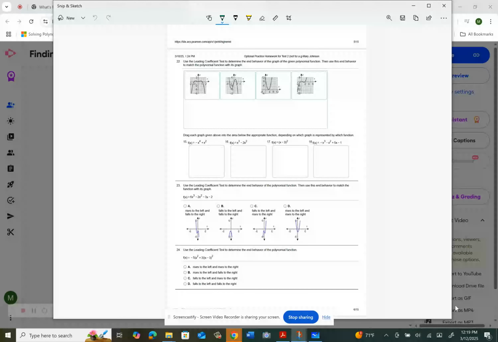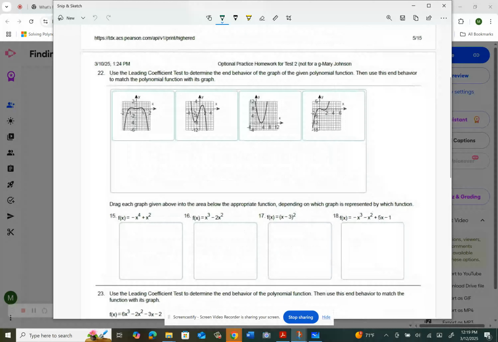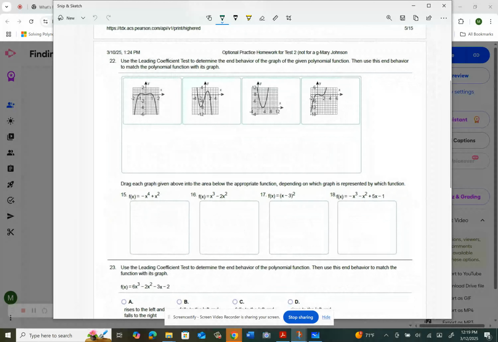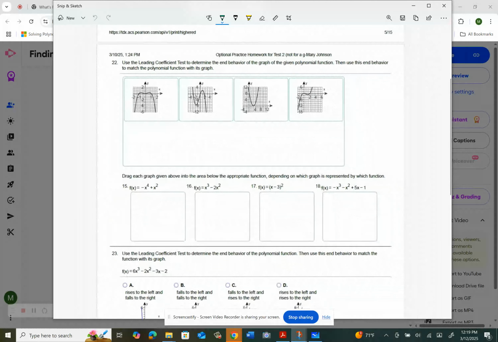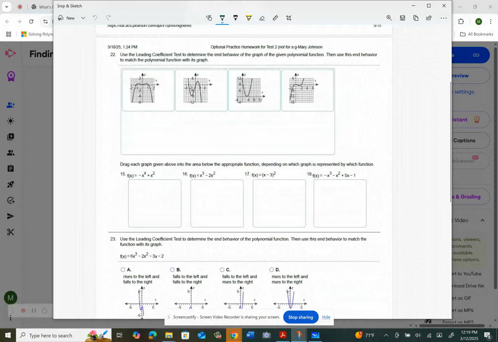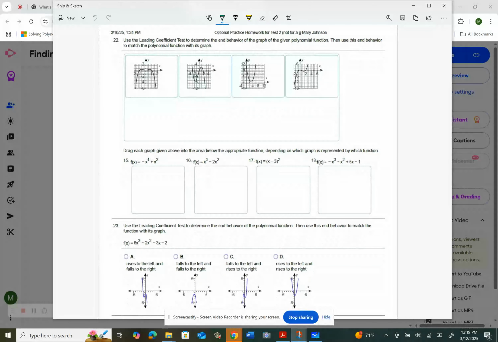All right, now we're getting into the polynomial chunk of material. So the first couple of questions are going to deal with the end behavior of a polynomial. On question 22, they want us to determine the end behavior.